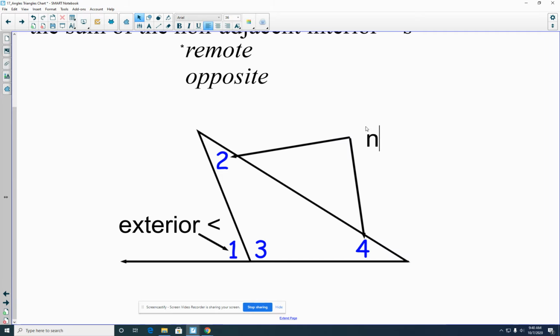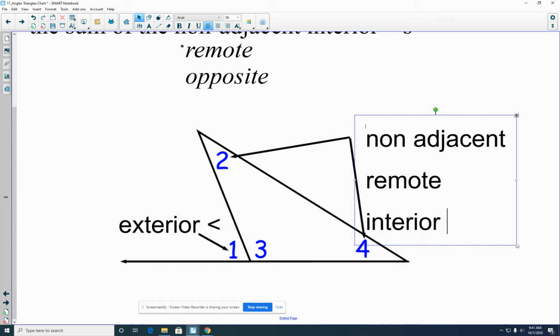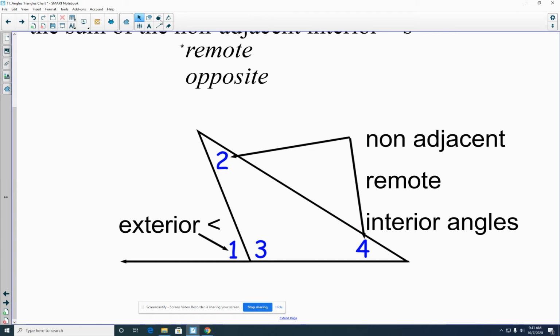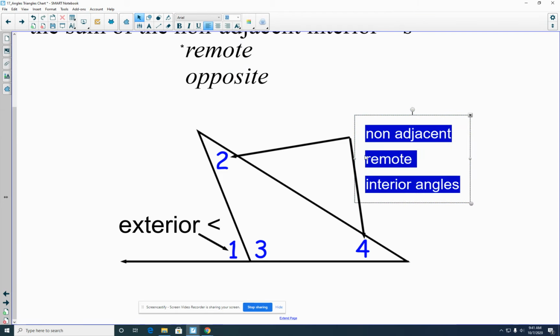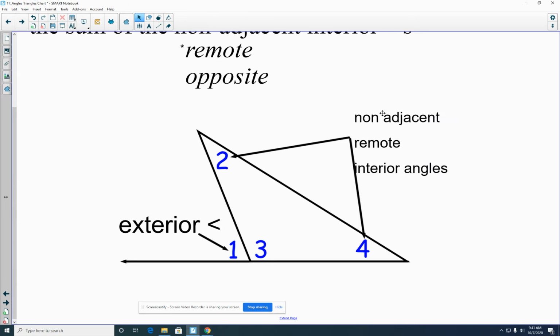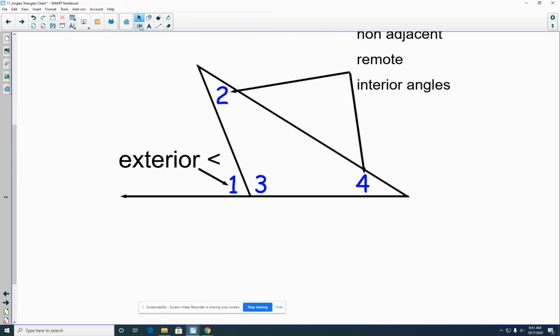So these are your non-adjacent or remote interior angles. So if you add those two up, they're equal to that exterior angle. And again, right now it's probably like, what is she saying? This is so confusing. Once we actually put some numbers into this, it becomes a little bit easier. Okay, so I always do this. If I see this diagram, I say to myself, okay, well, here are my two remote interior angles.